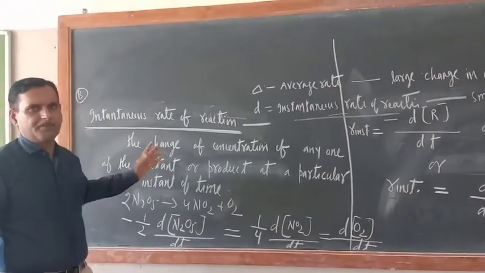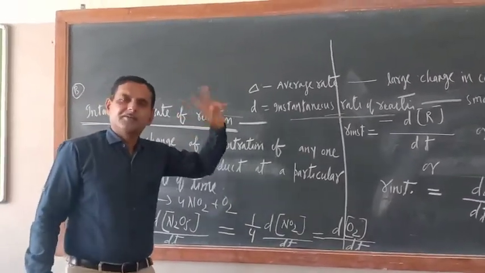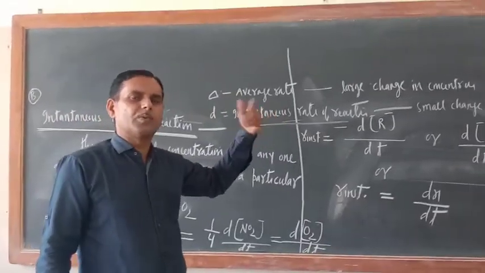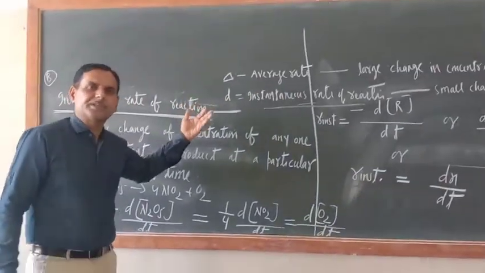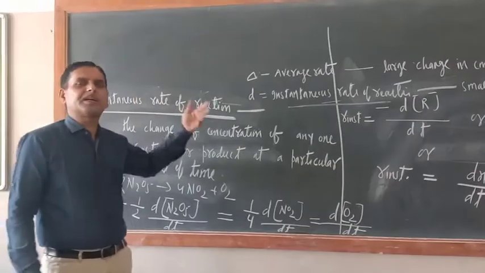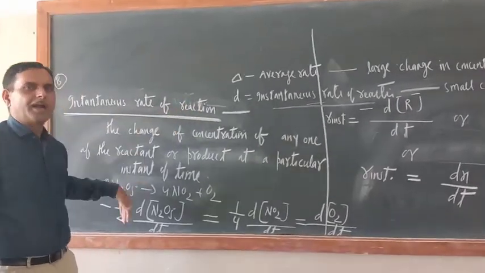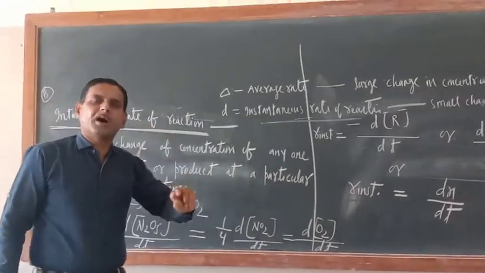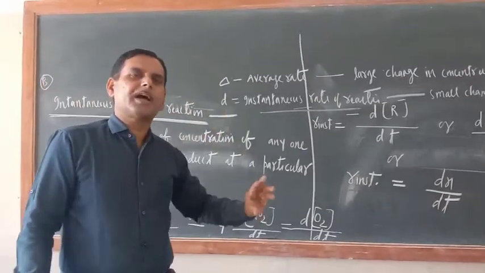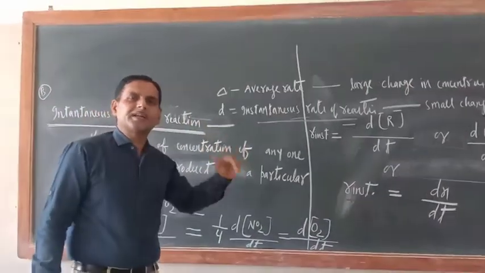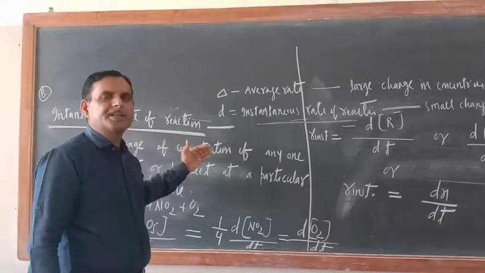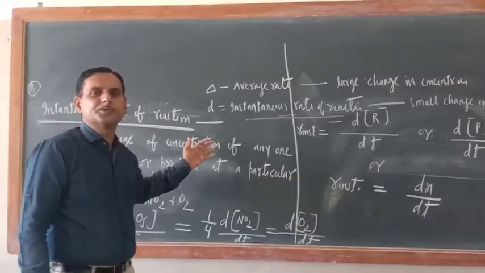That is the only difference. The difference is when the concentration of reactant is more, then the average rate of reaction is utilized, meaning that method of expression is used. And when the concentration is small and at a particular moment of time you want to express the rate of reaction, then the instantaneous rate of reaction method is used.